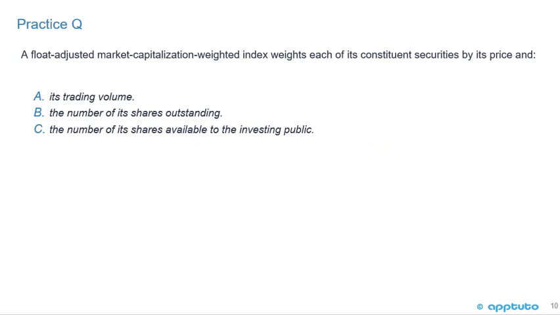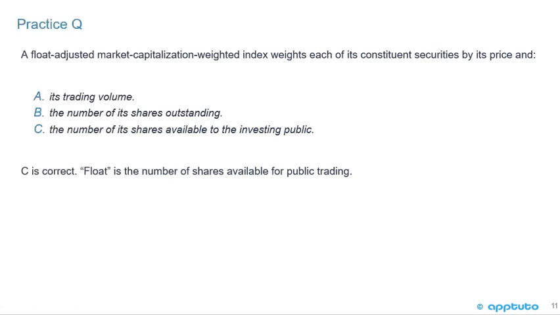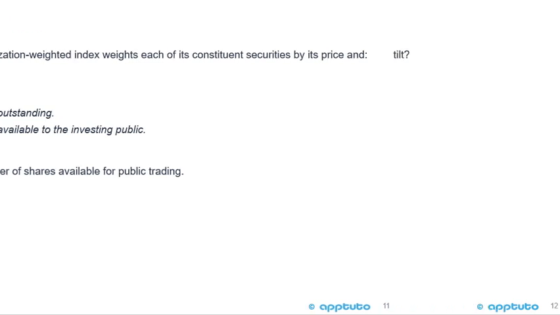A float-adjusted market capitalization weighted index weights each of its constituent securities by its price and A, its trading volume, B, the number of shares outstanding, or C, the number of shares available to the investing public. C is correct. Float is the number of shares available for public trading.